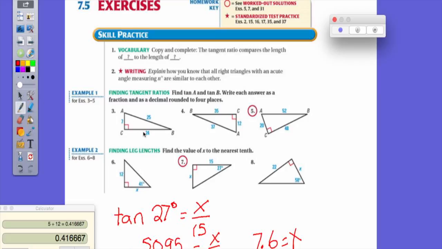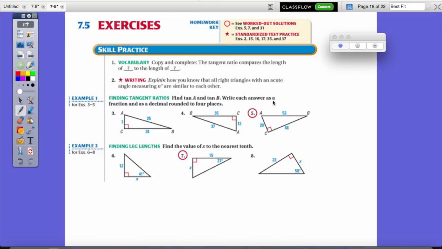What can I say? So the missing length here in number 7 was 7.6 units.